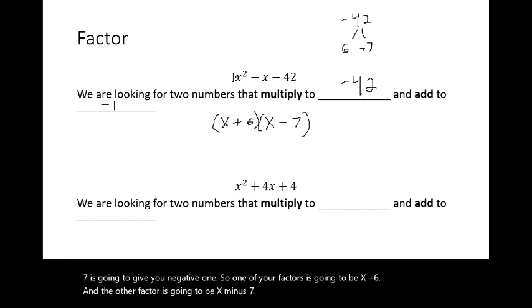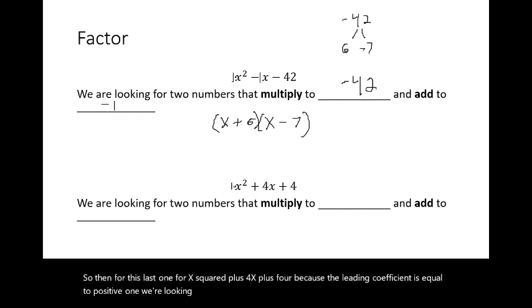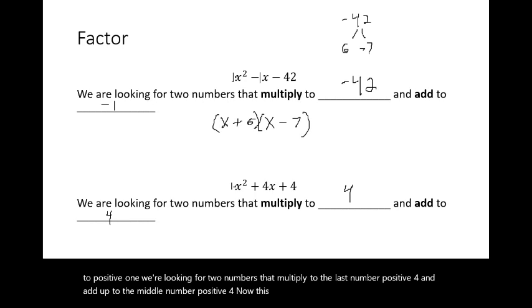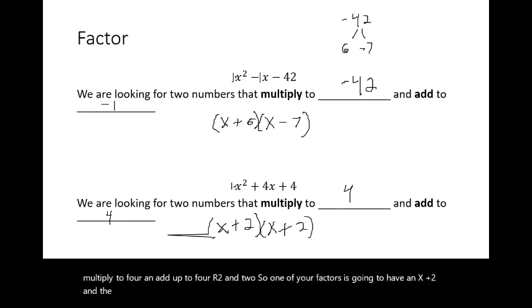So then for this last one, for x squared plus 4x plus 4, because the leading coefficient is equal to positive 1, we are looking for two numbers that multiply to the last number, positive 4, and add up to the middle number, positive 4. Now this one's really easy to do. Two numbers that multiply to 4 and add up to 4 are 2 and 2. So one of your factors is going to have an x plus 2, and the other factor is also going to have an x plus 2.